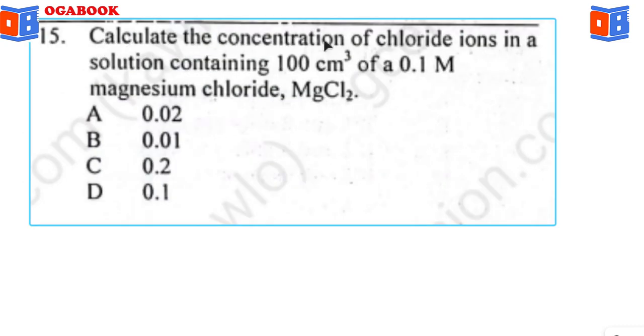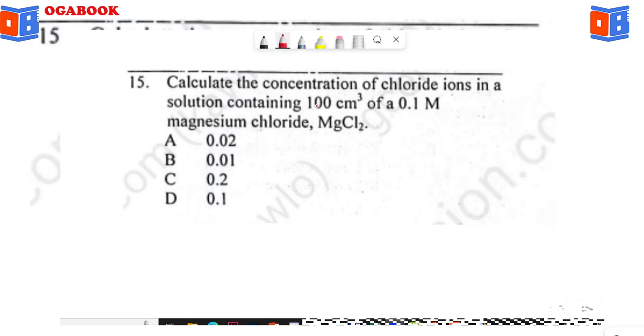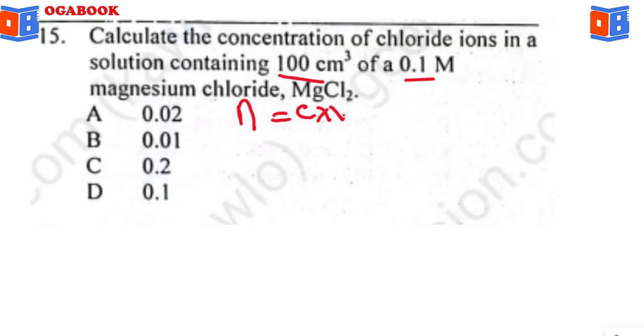Question 15. Calculate the concentration of chloride ions in a solution containing 100 cm³ of 0.1 molar magnesium chloride. We have been given the volume alongside the concentration of magnesium chloride. The first thing we have to do is calculate the number of moles of magnesium chloride, which equals concentration times volume. Our concentration is 0.1 molar, and our volume is 100 cm³. Converted to dm³, it will be 0.1.